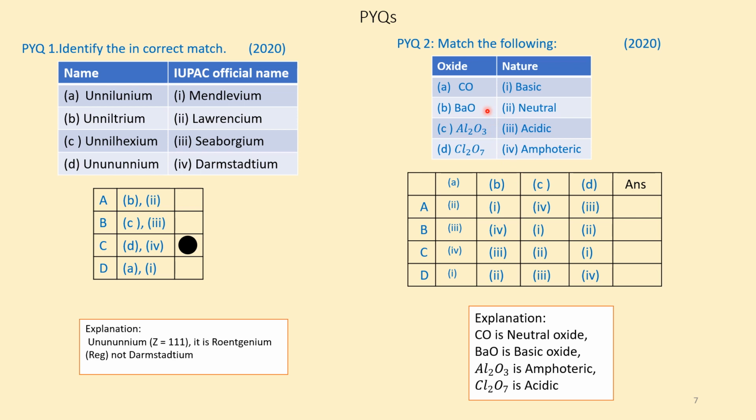Now I will explain it. CO is a neutral oxide. BaO is a basic oxide. So CO should be matched with neutral, that is, A should go with 2. Here only this column is correct. A appears to be correct. BaO is a basic oxide, so option B should be 1. So the correct choice will be A. Please mark it.